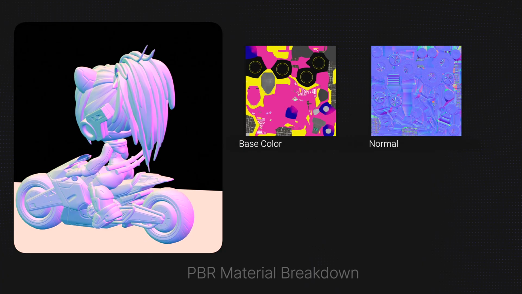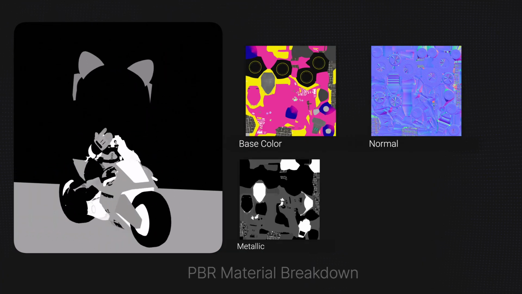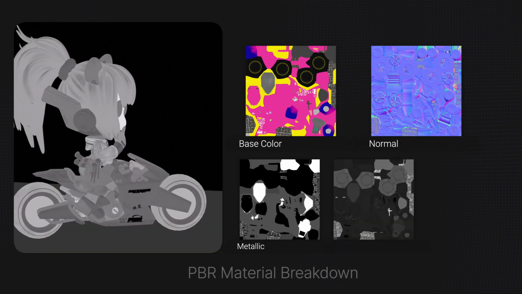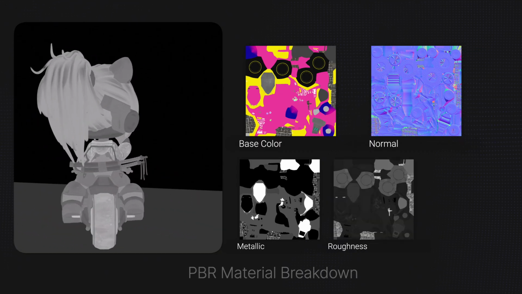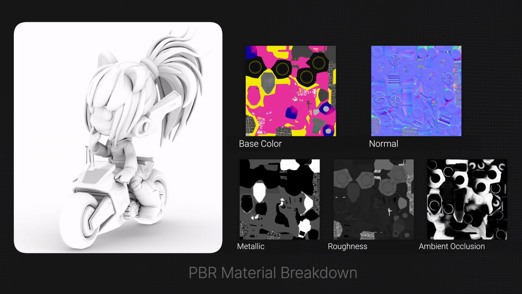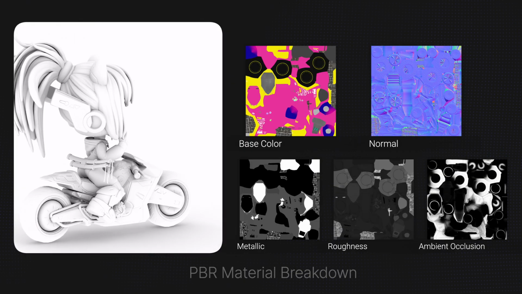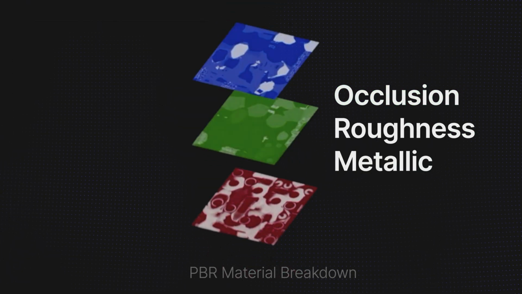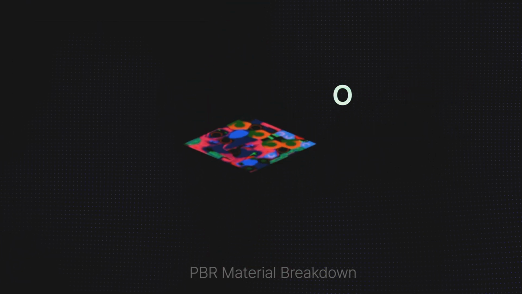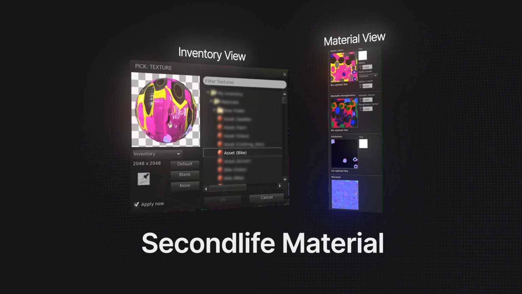We have our black and white maps. Metallic map, which tells Second Life which parts behave like conductive metal and which do not. We have our roughness map, which controls how polished or matte the surface is. And finally, we have our ambient occlusion, which adds soft shadowing to the corners and tight areas and gives depth. These last three maps are actually combined together to make a single map that we call ORM. Color, normal, and ORM combined make what we call a Second Life material.